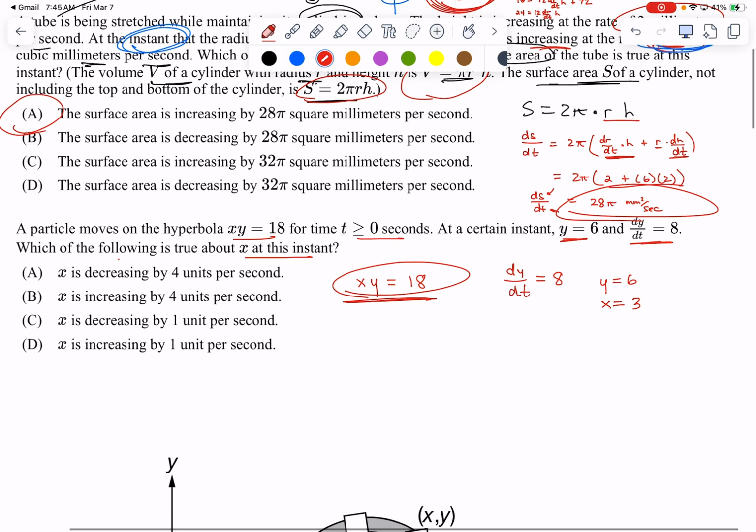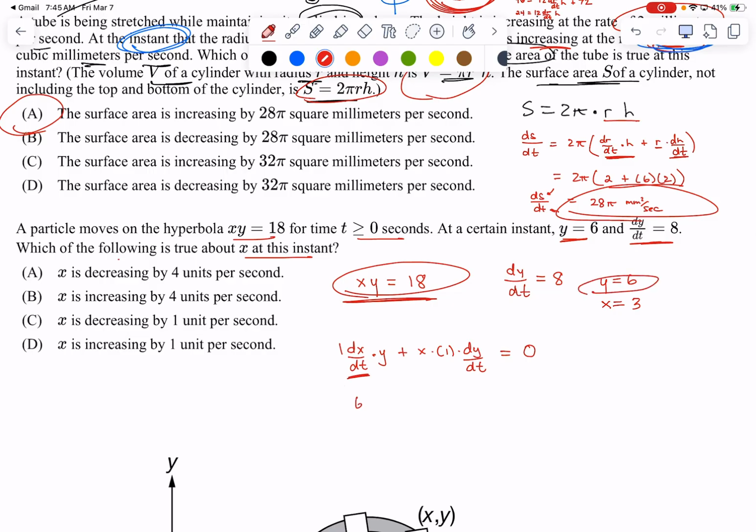So it'll be dx/dt is 1 dx/dt times y plus x times 1 times dy/dt. The derivative of y is just 1 dy/dt, equals 0. I can plug in what I know. I know that y is equal to 6. I don't know dx/dt, so I have 6 dx/dt plus x, which is 3, times dy/dt, which is 8, equal to 0.